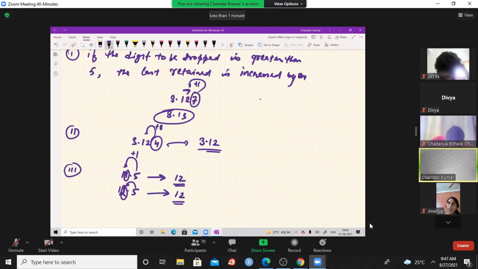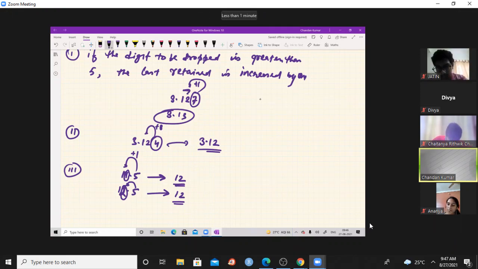So write it down in words. If the digit dropped is 5 and it is followed by 0 only, the last remaining digit is increased by 1 if it is odd, and left as it is if it is even.